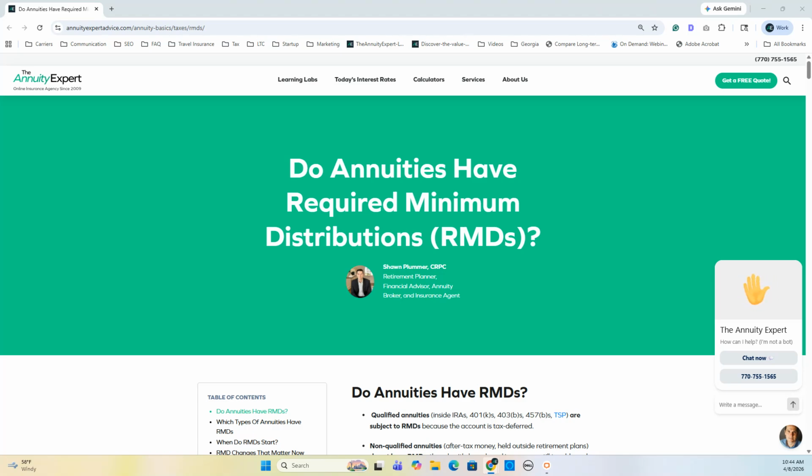So getting to the question, do you have to take RMDs from an annuity? Well, it depends on the annuity. If you have an IRA annuity or some sort of qualified annuity, yeah, you got to pay RMDs at age 73. And I think in the future it'll be 75. But yes, you have to pay RMDs.